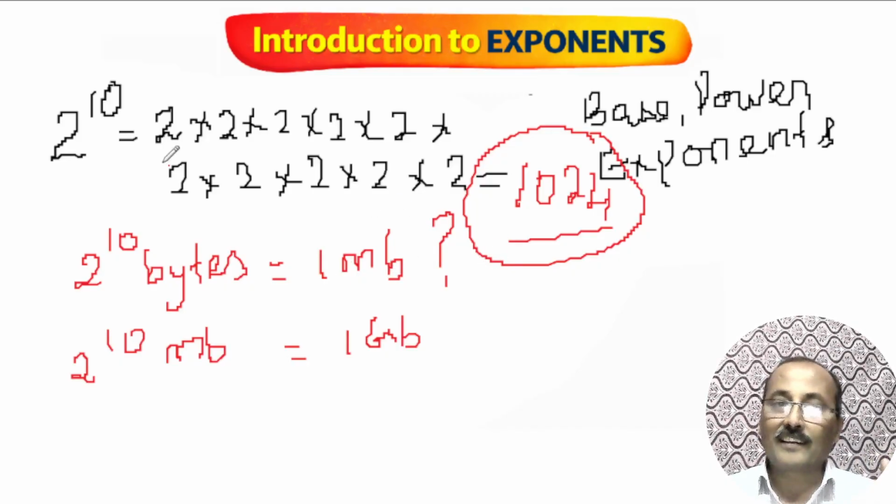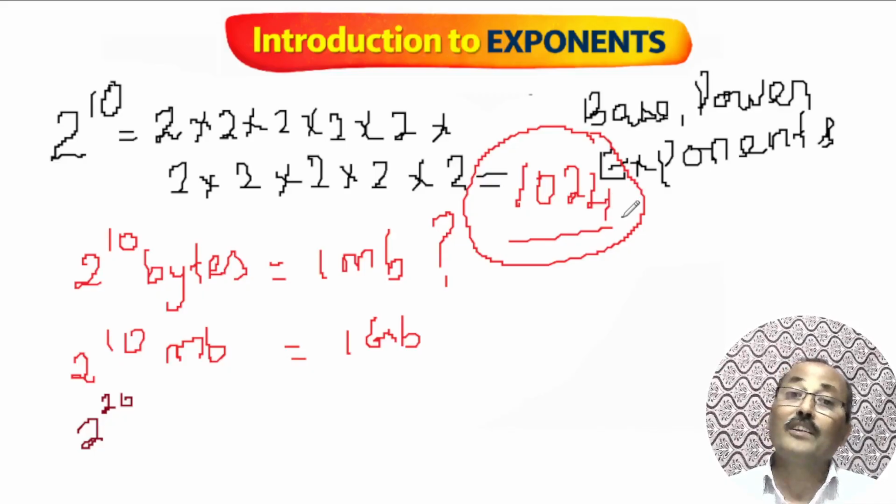Is that all? 2 to the power of 10 is 1024. Then what will be 2 to the power of 20? Will it be 1024 into 10 or 1024 into 1024? Yes, it is 1024 into 1024.